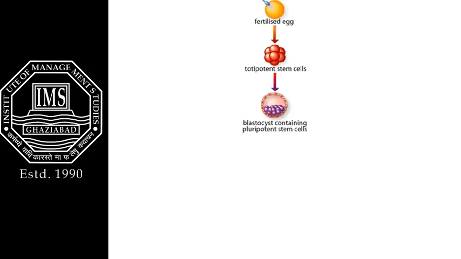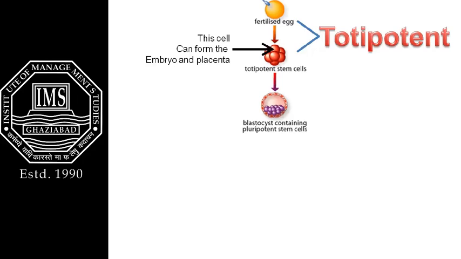Each cell in the 8 cell embryo, here in red, can generate every cell in the embryo as well as the placenta and extra embryonic tissues. These cells are called totipotent stem cells. Why are they called totipotent? Because one red cell can potentially make all necessary tissues for development.